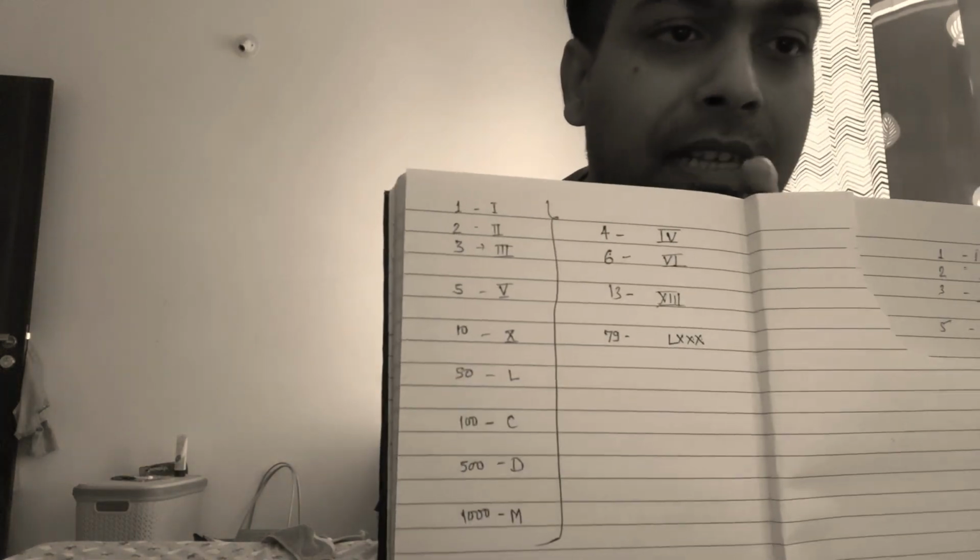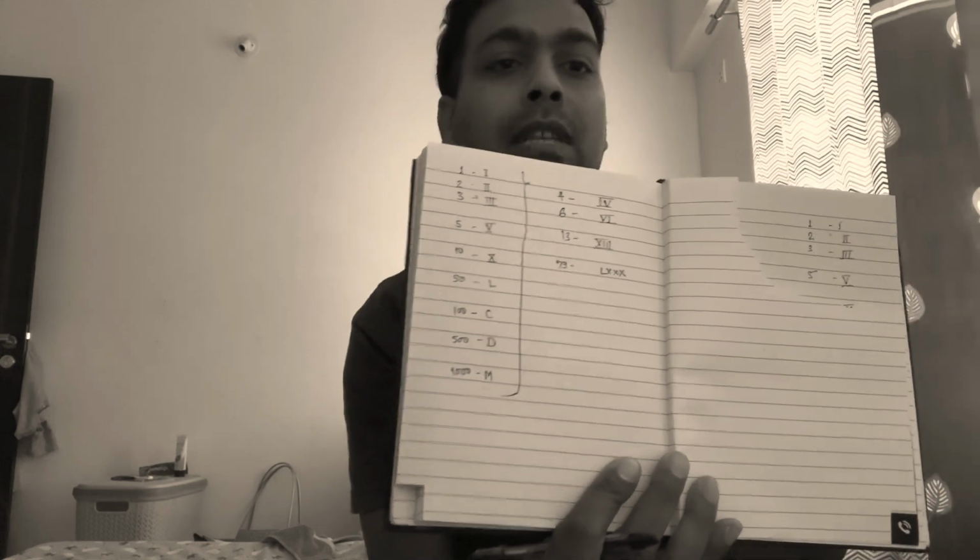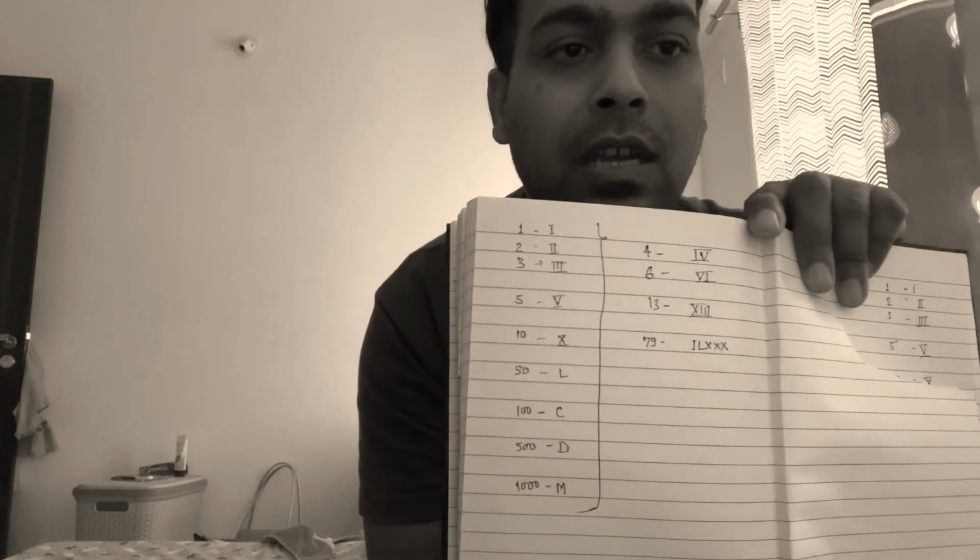So we represent 50 by L, then 30, which is X, X, X. See this, you have seen L, X, X, X. That means it's 50 plus 30, which is 80, and minus 1, so you will have I at the beginning. This is how you will represent 79. Hope this helps you, and you can construct any number.